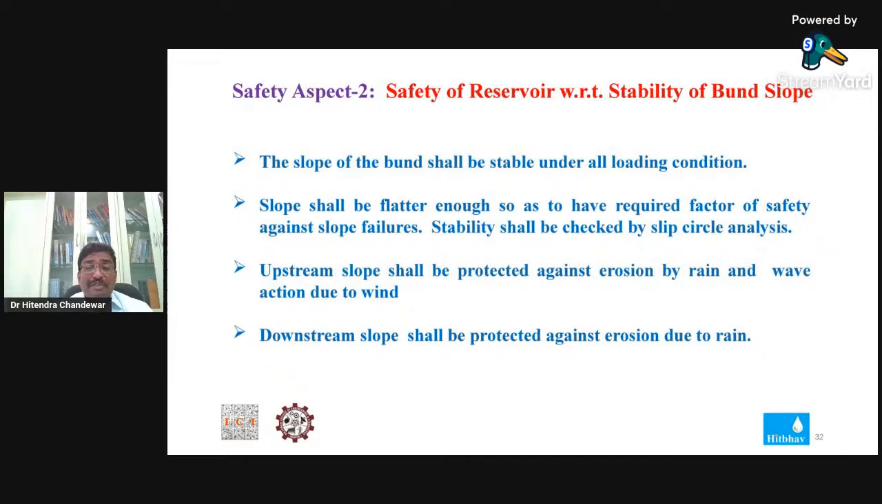So that was about it: if you have provided sufficient freeboard, then there won't be overtopping. Hence, your dam, your earthen bund, will always remain safe against overtopping. The second safety aspect was safety of the reservoir with respect to stability of the bund. Your bund should be reasonably stable during various operational conditions.